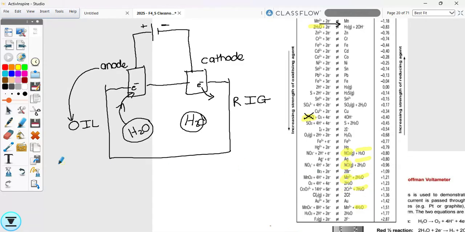This one needs Mn2+, and I have none of that. I only have water. So now I'm going to find the ones that only have water, and that is going to be this one here and this one here. Because I'm looking for the strongest reducing agent, the one that would rather be oxidized is going to be this one. So now I have my two half reactions.